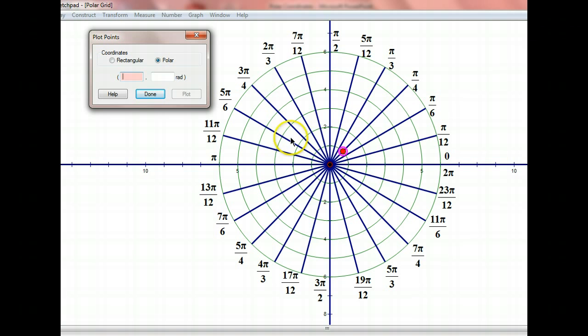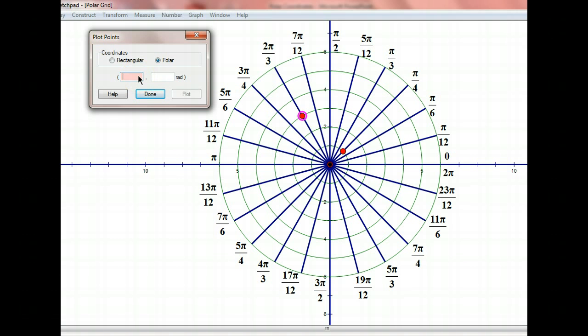Let's try another one. Suppose that we wanted to be at 2 pi over 3 for our angle measure, and our radius length is 3. So we're going over to 2 pi over 3, and we want to be 3 units or 3 circles away from the pole, or 3 radius lengths. Alright, our radius length is 3 here. Alright, let's try another one.